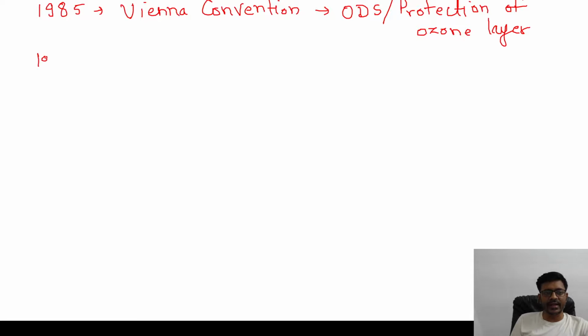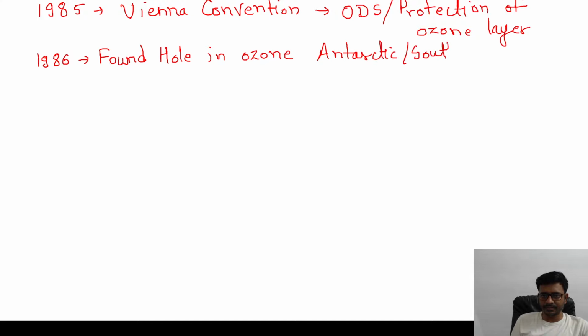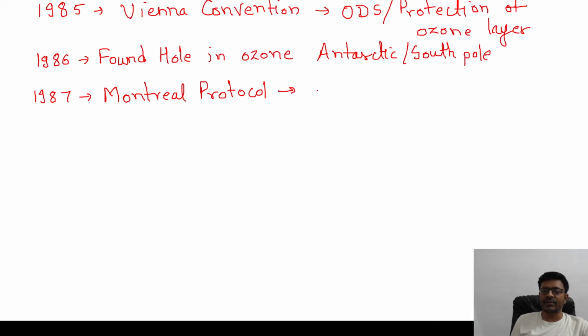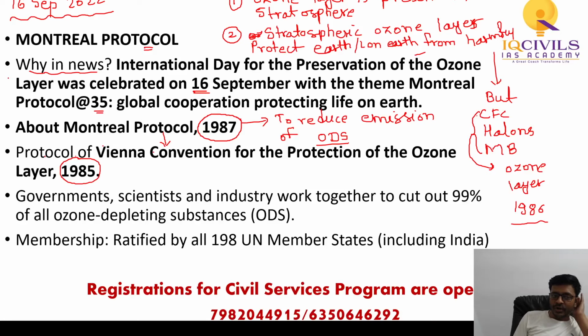First fact. Then 1986, we found ozone hole in the ozone layer, particularly in the Antarctic region, or you can call that South Pole. Okay. And in 1986, we came up with one protocol. The name of that protocol is Montreal Protocol, which is related to the reduction of emission of the ozone depleting substance. Remember this timeline for now. One more addition will be there. So let's go. So why was Montreal Protocol in news?